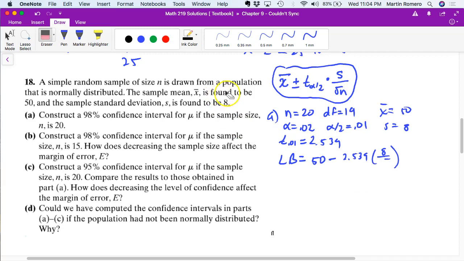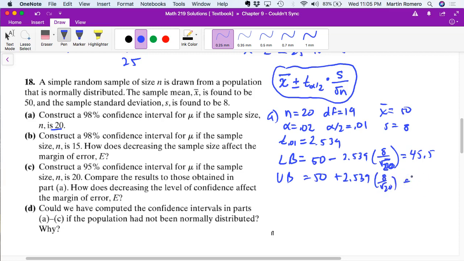N is, where are we? A similar size N is drawn from a population. As long as the sample needs to be 50. Oh, N is 20. So we would put square root of 20 there. And so the lower bound for this one here, 18A, you should be approximately 45.5. And if you do the upper bound, it's 50 plus 2.539 times 8 over square root of 20.